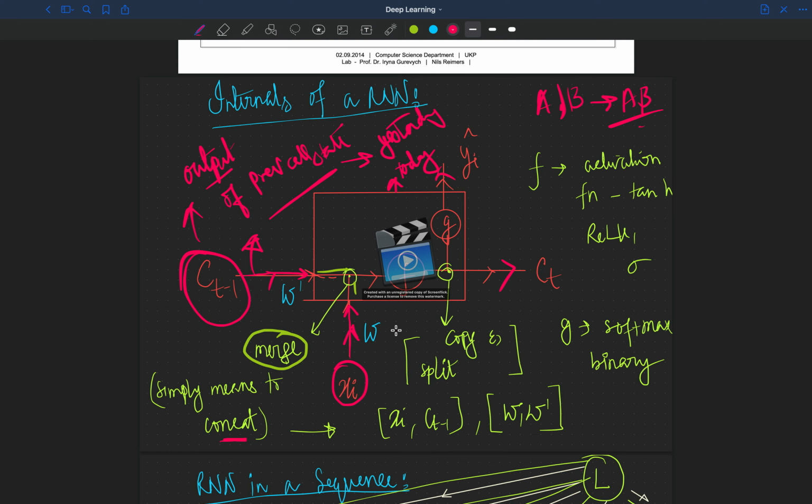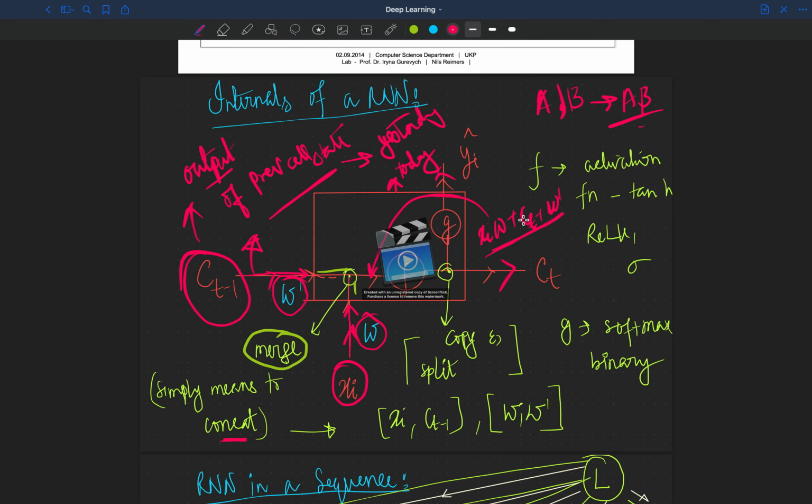We shouldn't forget that these are actually neural inputs, and each and every neural input has a weight associated with it. Likewise we have a weight over here as well. We call it W for the current input, and for the previous input we call it W dash. So what exactly happens is the function becomes x i W plus c t minus 1 W dash. This is what we get after concatenation.